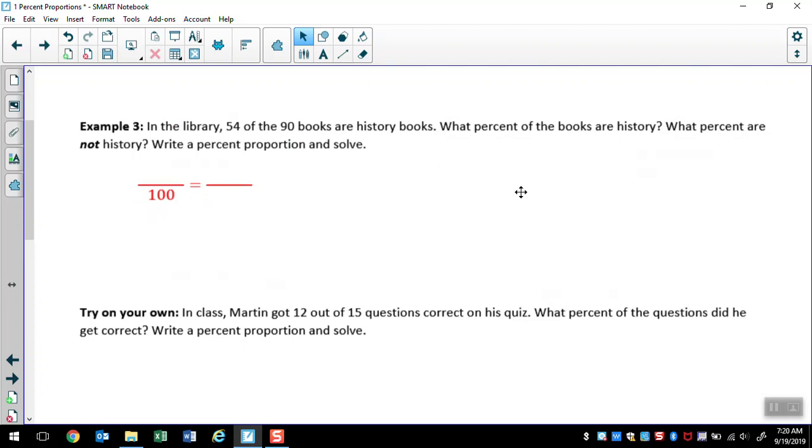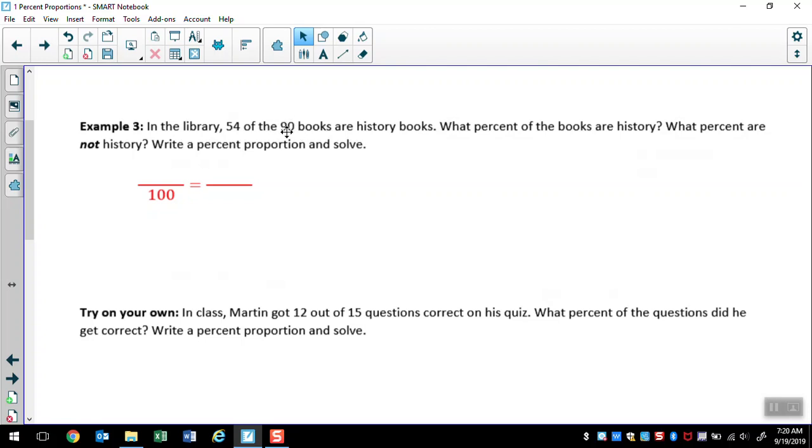All right, there's two questions this problem is asking. First, they want to know what percent of the books are history. Then they want to know what percent are not history. We have two questions, which means we have to have two answers. So always pay attention to that. All right, so let's see what they've given us. They're giving us information about how many books are history books. So here we go. In the library, 54 of the 90 books are history.